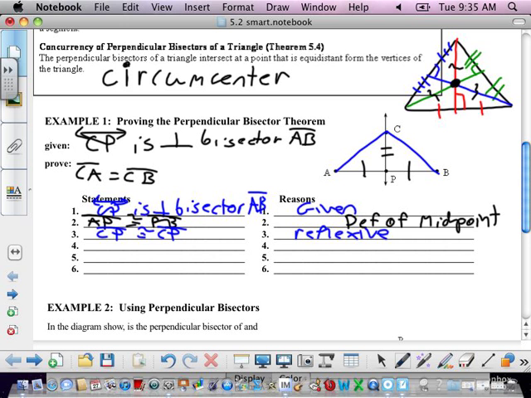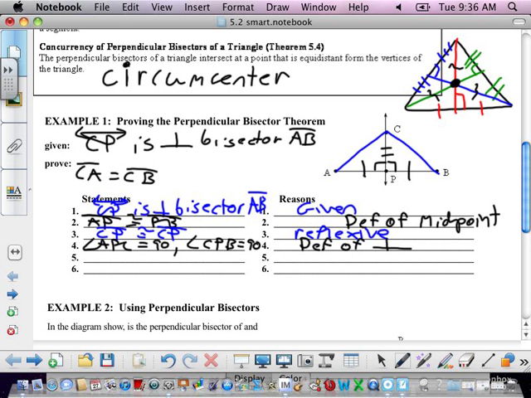What is this thing called that we talked about, that we learned today? What do we know about perpendicular? They make 90-degree angles, so we have another angle. So we have to write that down. We have to say that angle APC equals 90 degrees, and angle CPB equals 90 degrees by definition of perpendicular.